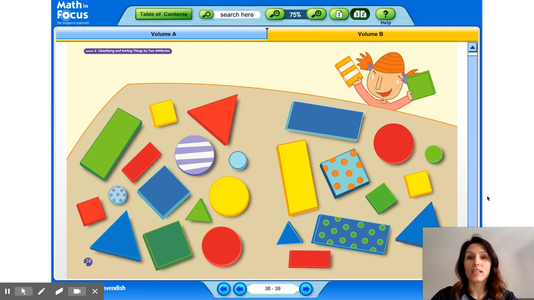So, still talking about sorting. But this time we're going to move on to the second lesson, which talks about sorting by more than one attribute. So, sorting by the objects that you're using having more than one thing that is the same. And so they might have two attributes. And so we're going to take a look at some examples.